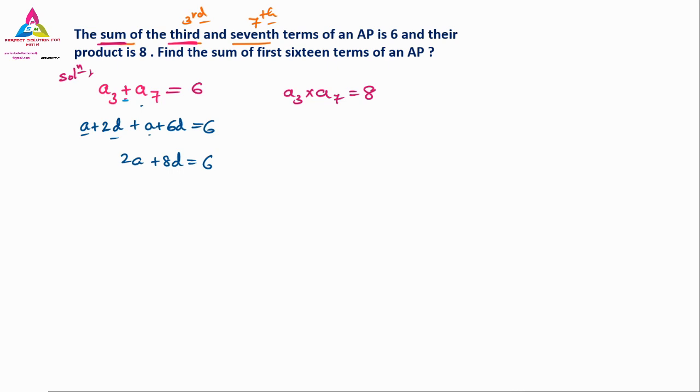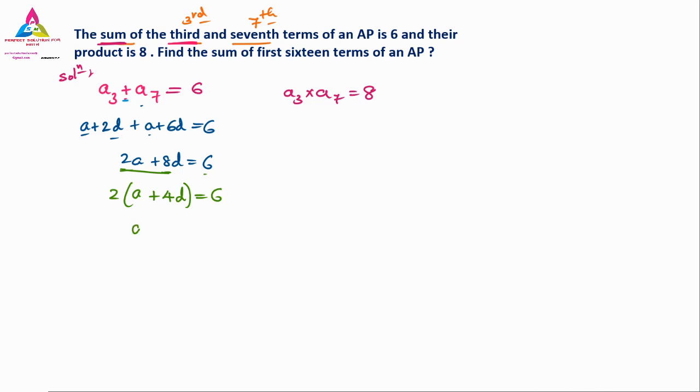Here what we can do, I will explain again. We can see the even numbers 2, 8 and 6, so we can take 2 common. Inside, A will remain, and in 8D we take 2 common: 2 fours are 8, so 4D will remain, and here we have 6 as it is. We have taken 2 common only from the left hand side. So the left side is 2 into A plus 4D, equals 6.